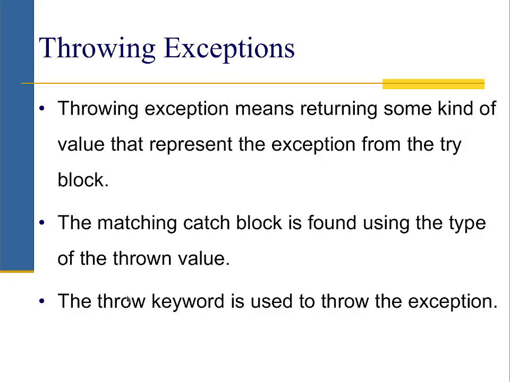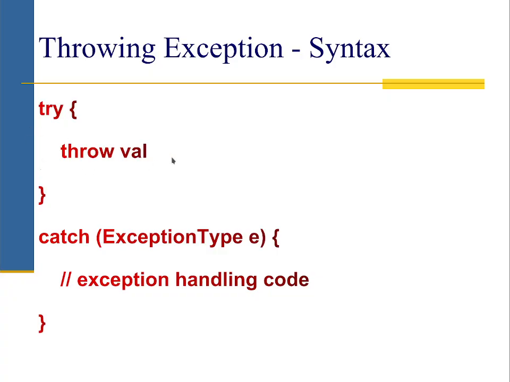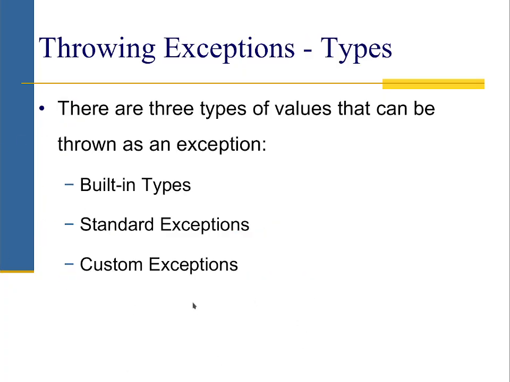Throwing exceptions means returning some kind of value that represents the exception from the try block, and the matching catch block is found using the type of the thrown value. The throw keyword is used to throw the exception. So here we try and throw a value, then catch with the exception type and the name you are giving it, and this code is handling the exception. It throws here, this side catches it, then it handles it over here.